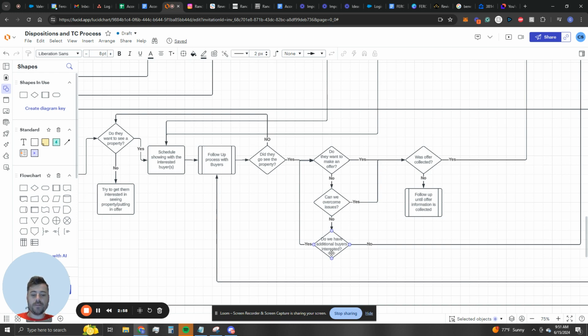If they can't overcome the objections, do we have any additional buyers interested? At this point, it depends on what part of the process this is. If it's 30 days down the line, or whatever it might be, and we have no interested buyers, well, we have to go up here. Now, if we do have interested buyers, we're just going to keep that process going. So let's follow it. Let's pretend we have no interested buyers.